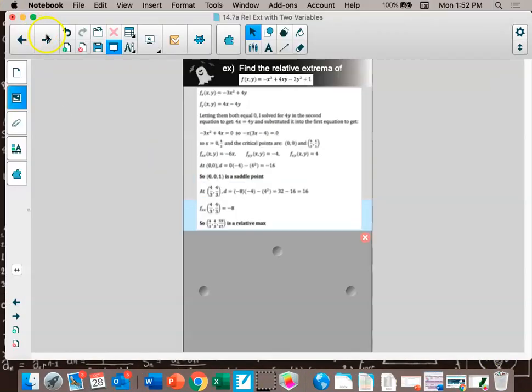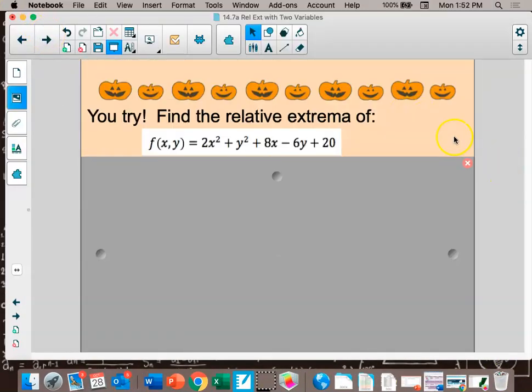Let's try another one. We have one more very similar. 2x squared plus y squared plus 8x minus 6y plus 20. Do you want this on the whiteboard? I'll give you 4 minutes.